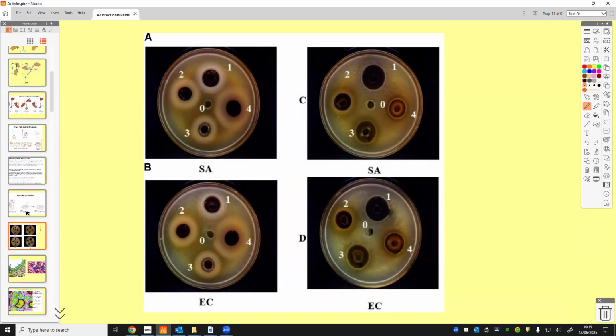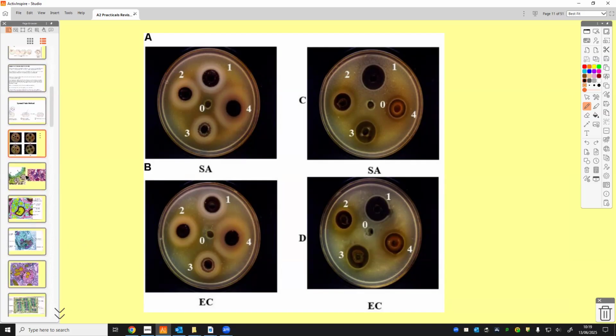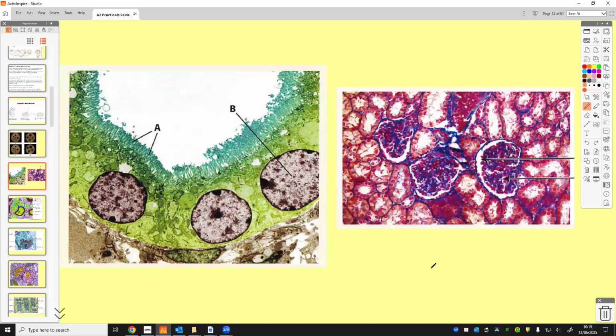Okay, other things they could ask you, moving on, is really looking at some microscope slides or electron micrographs. And with that one, they could ask you about the kidney. So here you've got your glomerulus with your Bowman's capsule around the outside. They could get you to label certain bits of these. You can see probably the proximal convoluted tubules around these. Okay. Also, proximal convoluted tubule here with its microvilli to increase the surface area.